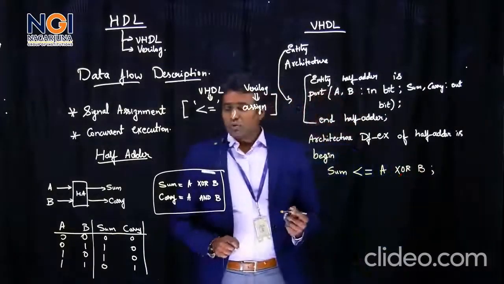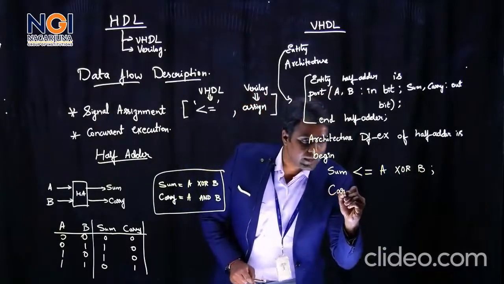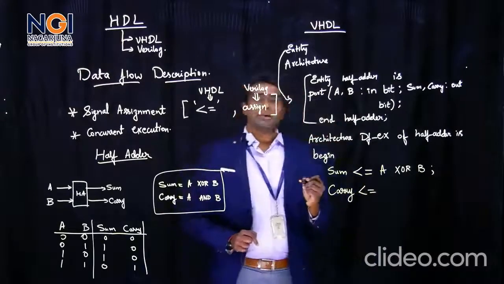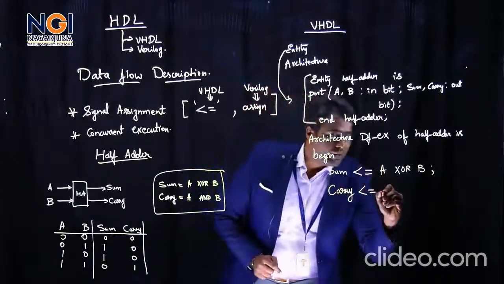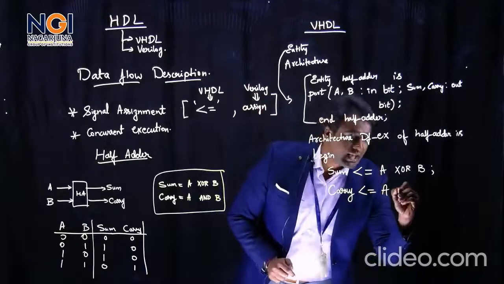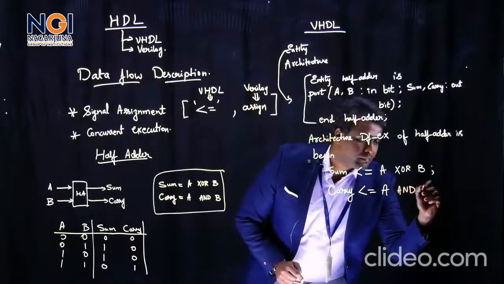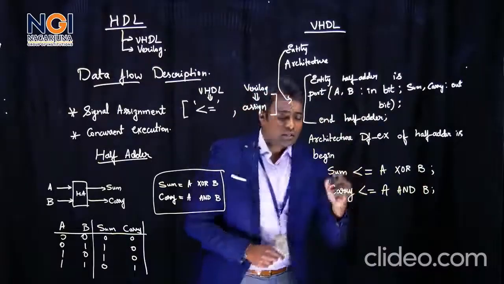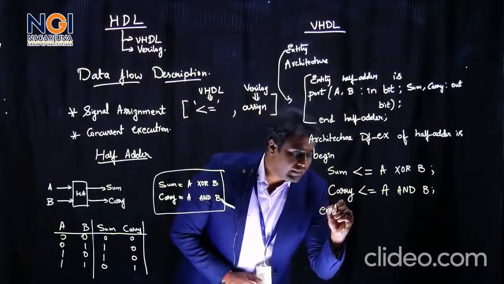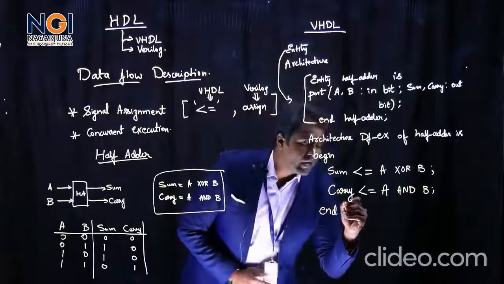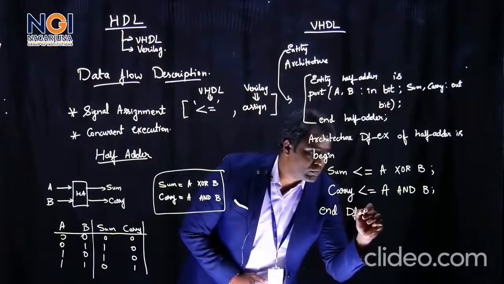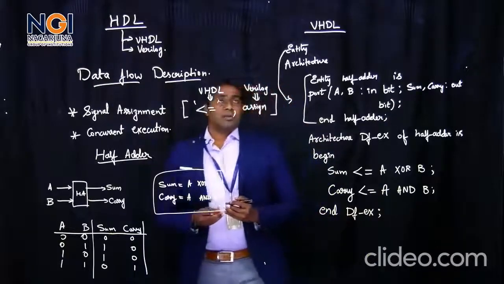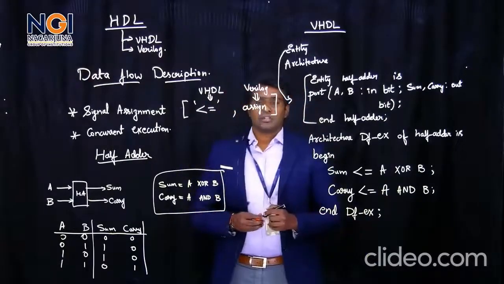The second output is carry. Again, the relation between inputs is to be written using the signal assignment operator, and the operator between carry and inputs is AND: A and B. Now this is the end of your architecture. You can write it as end with the same name of the architecture, that is df_ex. So this is how you can write your VHDL code in data flow description. Thank you.